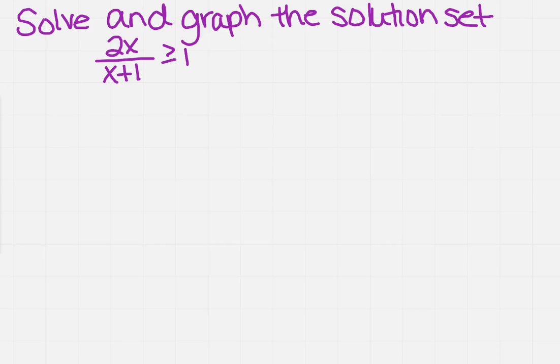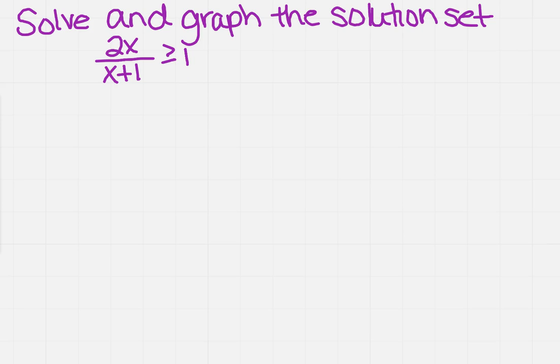We're going to solve and graph the solution set for 2x over x plus 1 greater than or equal to 1. So this is my fourth installment in this series. The difference this time is I have a rational inequality. So it's going to be a little bit different, but it's really not. The hardest part is getting it set equal to 0 and then solving.